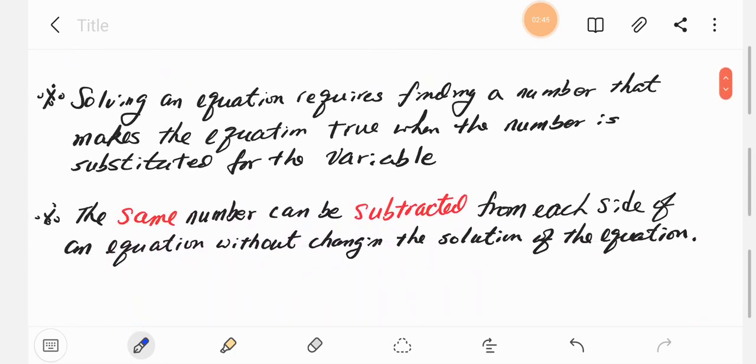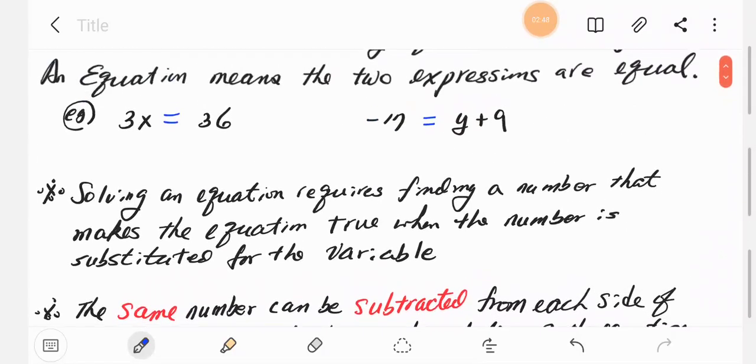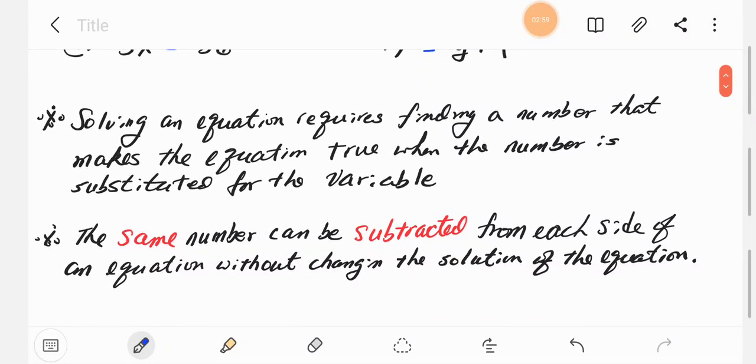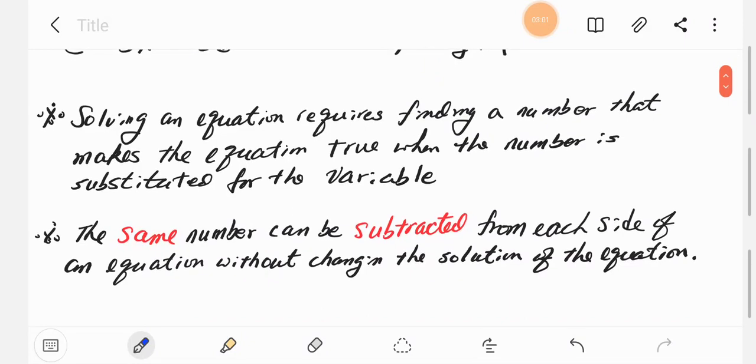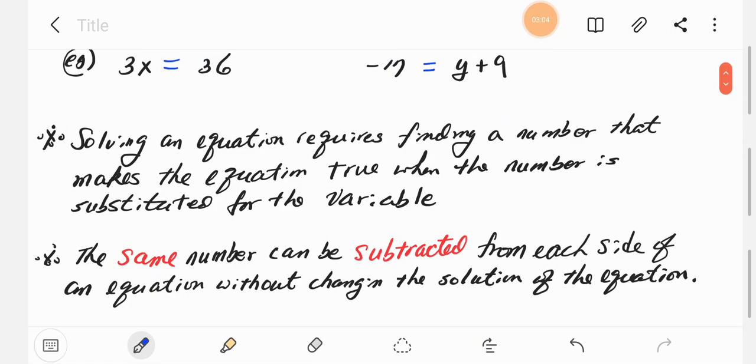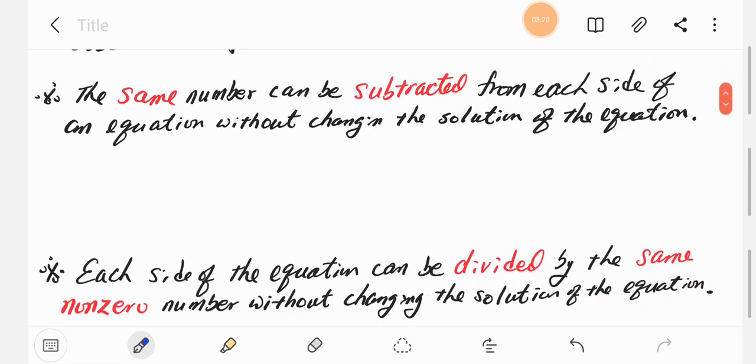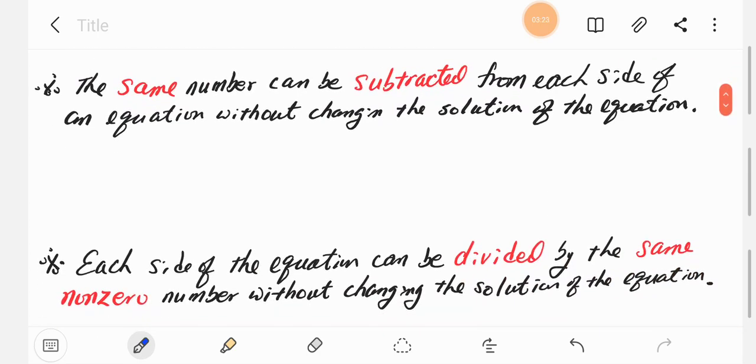So here is a definition. When you solve an equation, it means finding the value of that variable so that the equation is true, right? So solving an equation requires finding a number that makes the equation true when the number is substituted for the variable. If that number does not satisfy the equation, then that's not a solution. Then how do you find the solution? There are two very important properties.